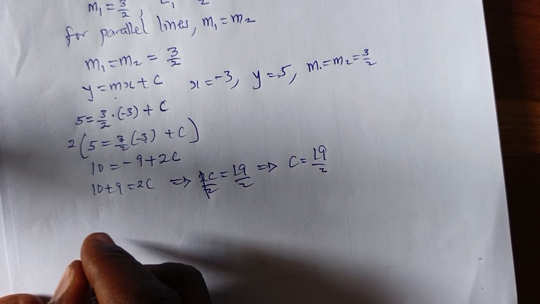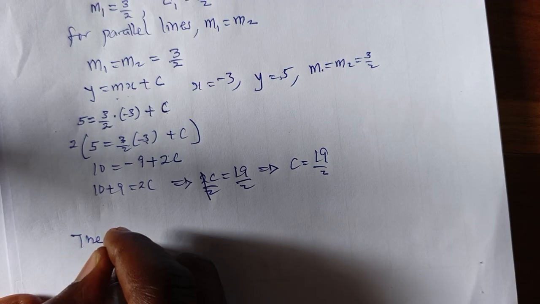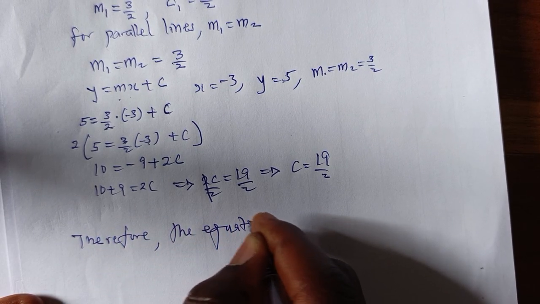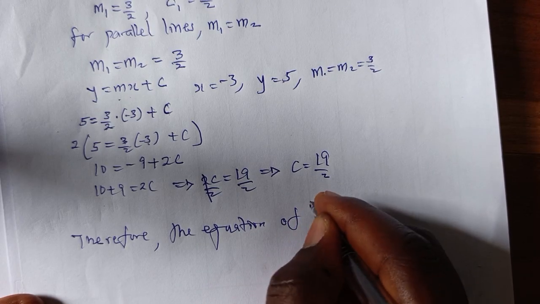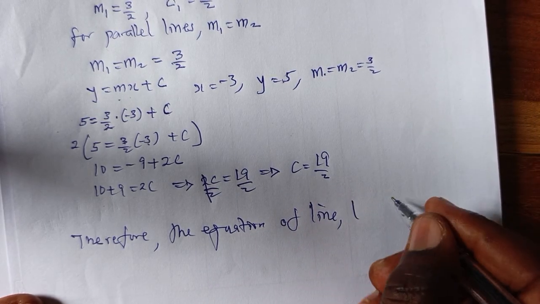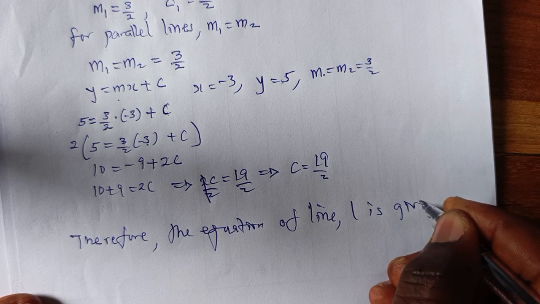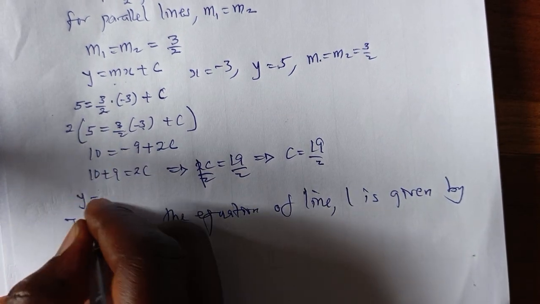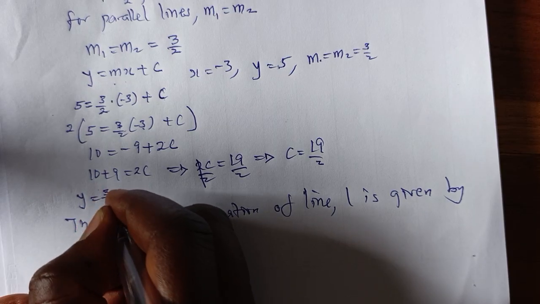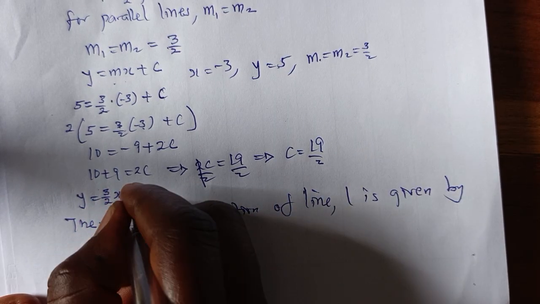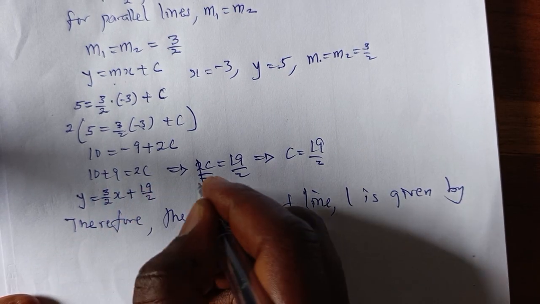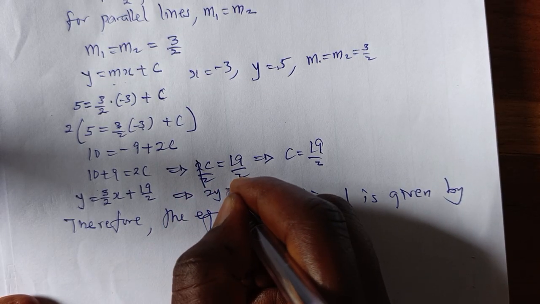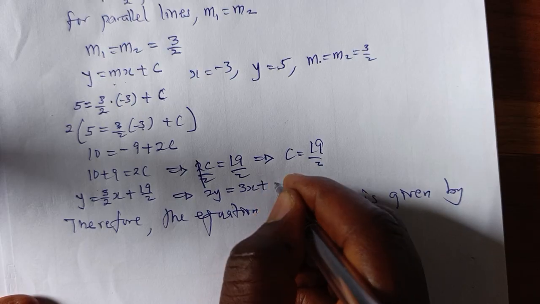So therefore, the required equation of line L is given by, let's substitute here. We have y = 3/2 x, then the intercept we got is 19/2. So multiply by 2, it implies that 2y = 3x + 19.